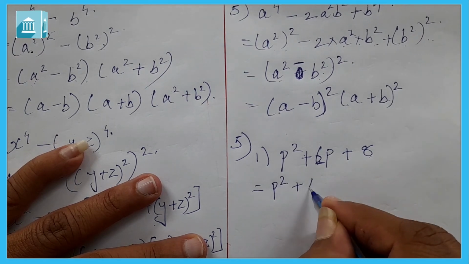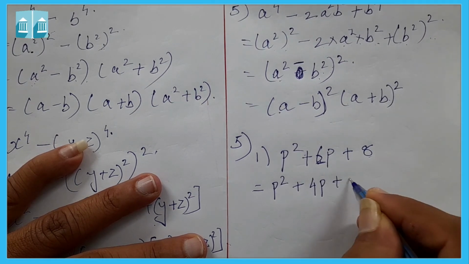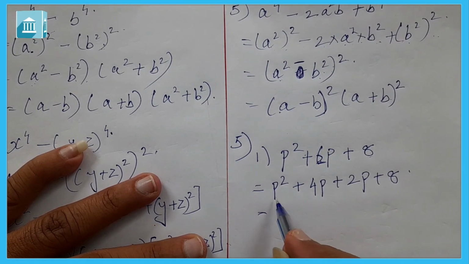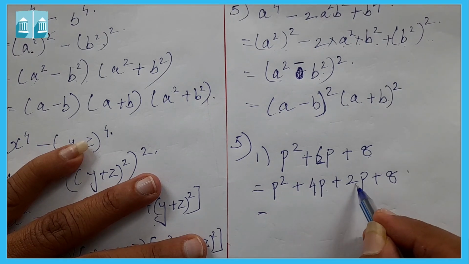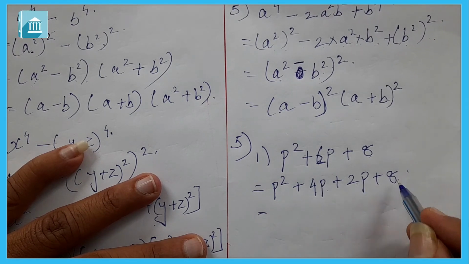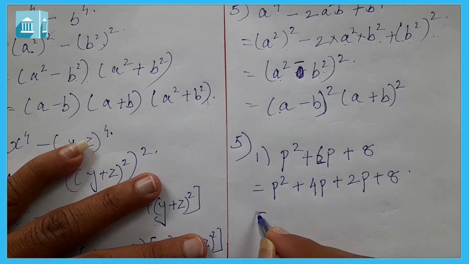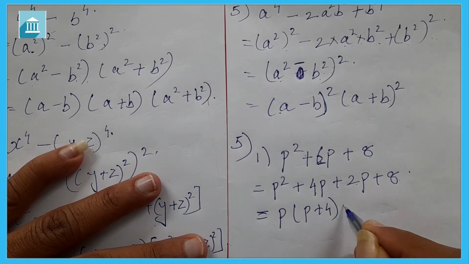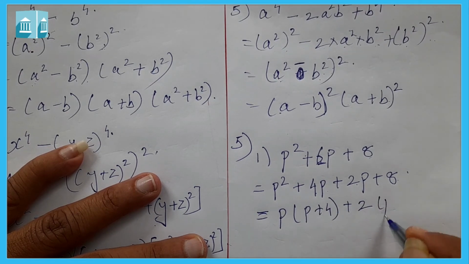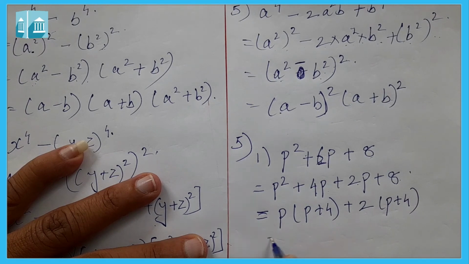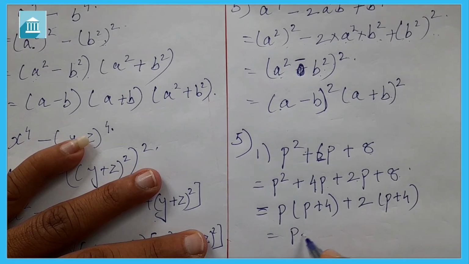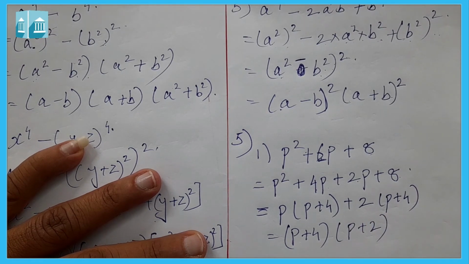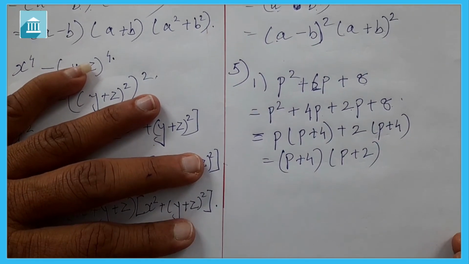So if we take 2 and 4 here, we write p square plus 4p plus 2p plus 8. 4p plus 2p will be equal to 6p, and 4p into 2p gives 8p square. So p into (p plus 4) plus 2 into (p plus 4). So (p plus 4) into (p plus 2), this will be the answer.